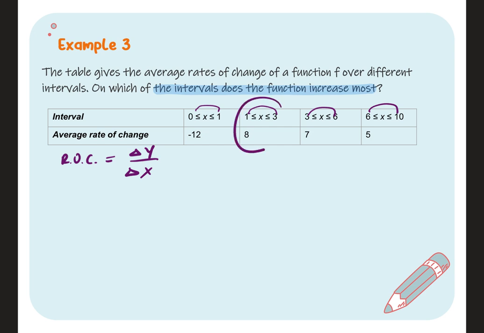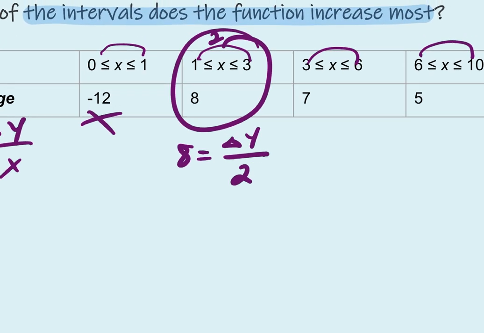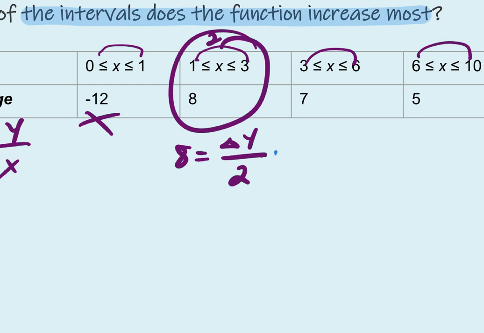Let's just say I look at this one, because I'm going to rule out the negative. That's not an increase. I'm going to go to the next one. So if my rate of change is 8, I don't know what the change in y was, but it was divided by how many units? From 1 to 3 would be 2. Now, can I find my change in y? Yes, it would be 16.